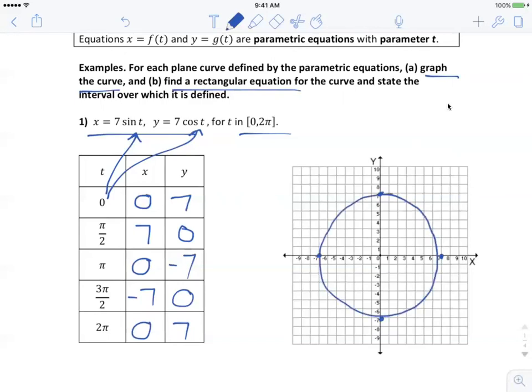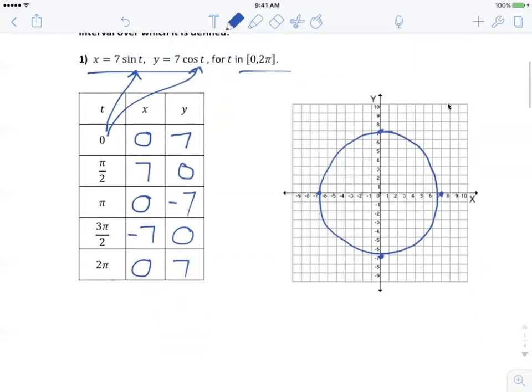If you're not sure that it's a circle, you can plot some more points if you're worried that it's going to be a square or something. But we're talking about circular functions. It's pretty easy to assume you're going to get nice, smooth, round curves. Okay. Now, can I come up with a rectangular equation?